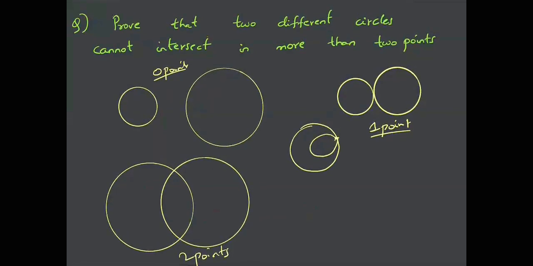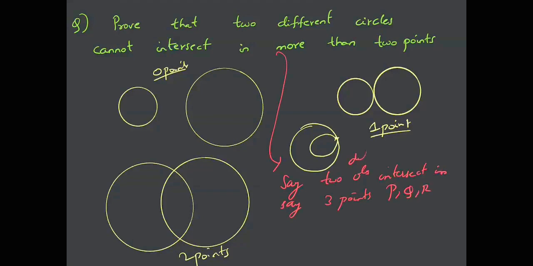Now, why it is not possible that two circles can intersect in more than 2 points? Let us try to prove this. Let us assume that two different circles intersect in more than 2 points. So let us say they intersect in 3 points P, Q, and R.